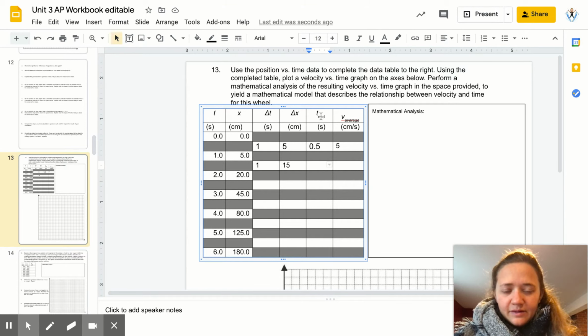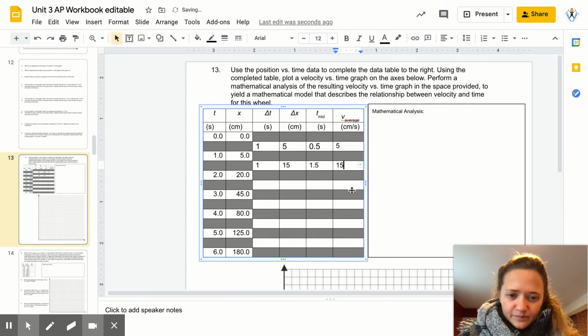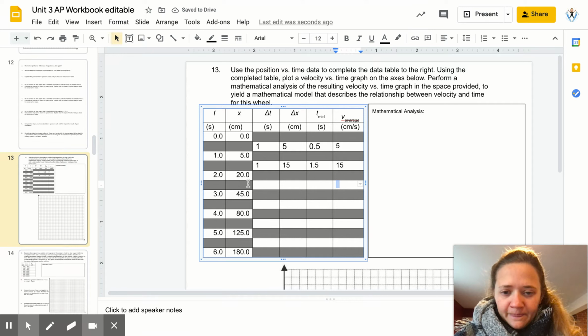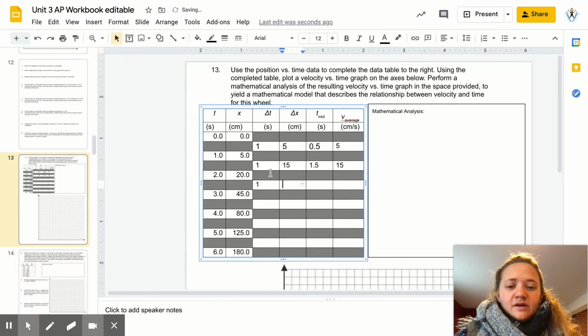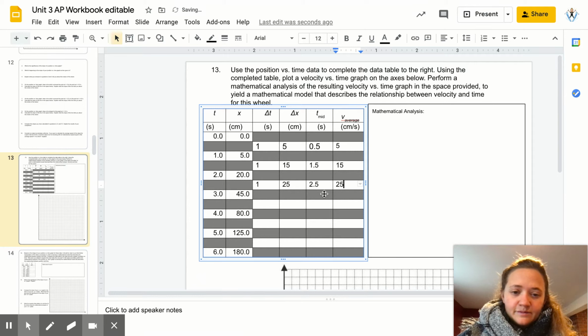Now the middle value between 1 and 2 is 1.5. And our average velocity is change in position over change in time, which would be 15. All right, let's do one more. So now we're going between time 2 and 3, so our change in time is still 1. Our change in position is 45 minus 20, 25. Our middle value is 2.5. And our average velocity is 25 divided by 1, change in position over change in time, 25.